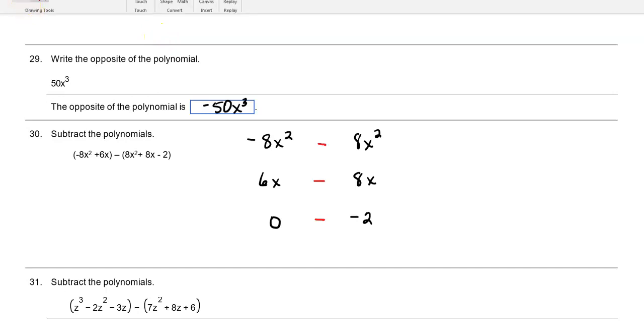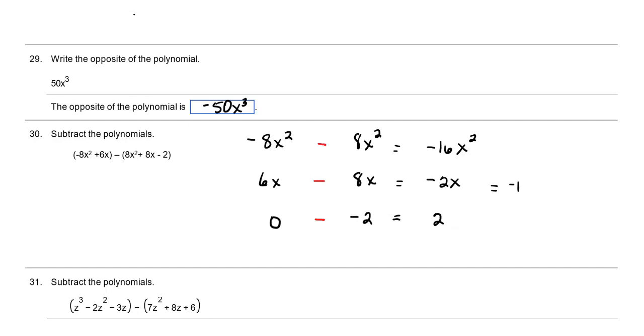So I'll place my subtraction signs, and let's go ahead and subtract our like terms. So a negative 8 minus 8, which is a negative 16, and so that's a negative 16x squared. 6 minus 8 is a negative 2, and we have our like term x, so that's negative 2x, and 0 minus a negative 2 is a positive 2. So the final answer is negative 16x squared minus 2x plus 2.